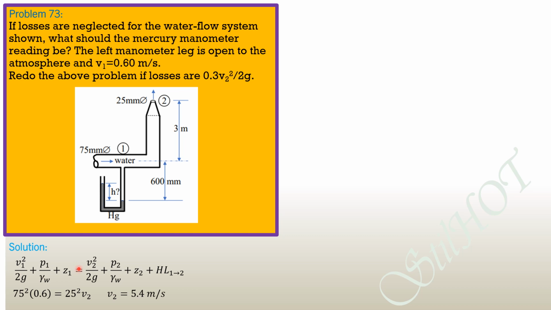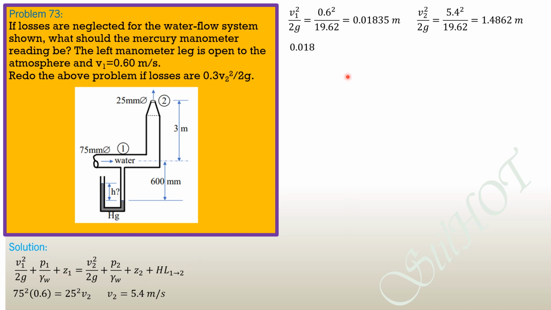And then we substitute the velocity head. We compute velocity head at 2, which is 5.4 squared over 2g, or 5.4 squared over 19.62. And V1 squared over 2g is 0.6 squared over 19.62. It is 0.01835 meter, while the velocity head at 2, V sub 2 squared over 2g is 5.4 squared over 19.62, and it is equal to 1.4862 meters. We then substitute these values into this equation.